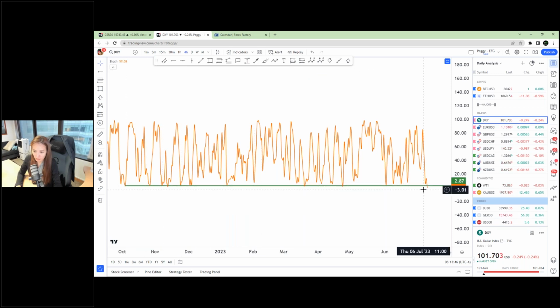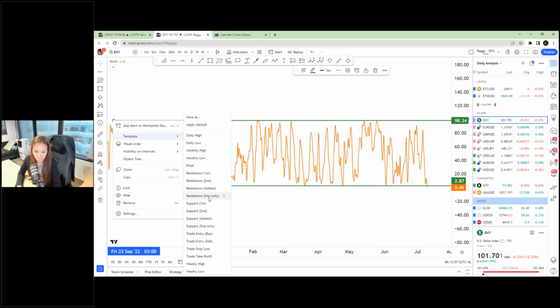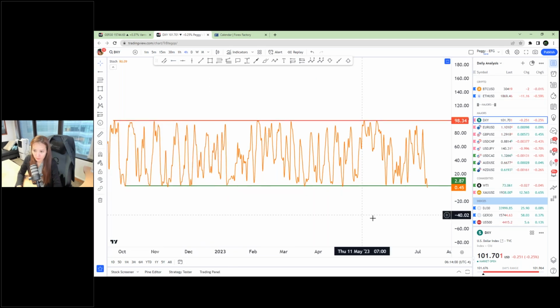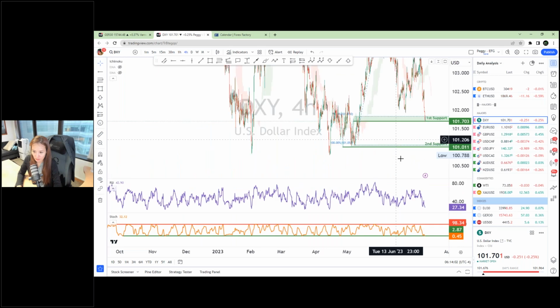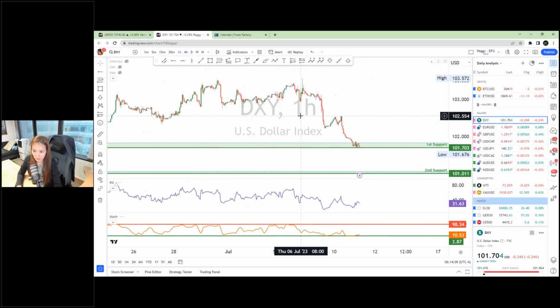Okay, price is already oversold, so it is going to reverse soon. I use this as my resistance. You see that. Okay, we go to the lower time frame.